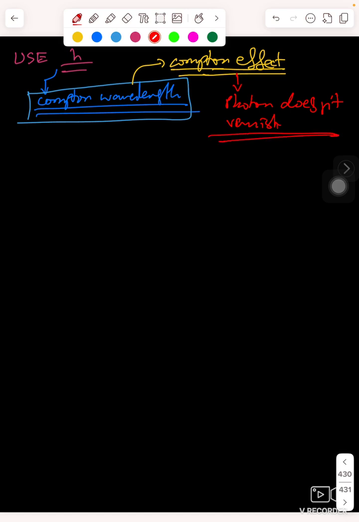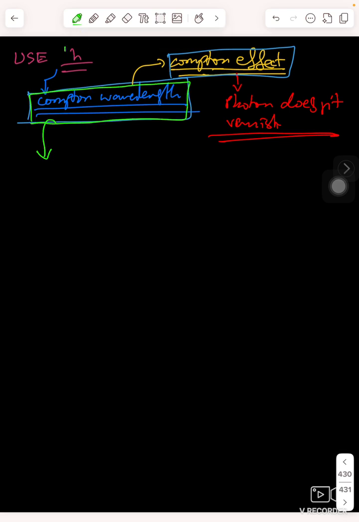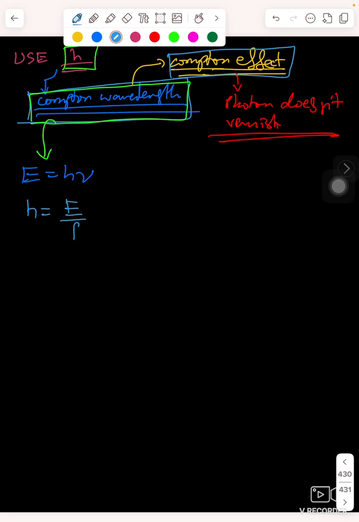So let's not get into the depth of the Compton effect because that's not the purpose of our video today. We'll be deriving the Compton wavelength using h, Planck's constant. Now we know that E equals h nu, h times frequency, and we can rearrange to get h equals E over frequency, right? Now I can also write it as E equals mc squared over 1 over second, which is what frequency is, right?